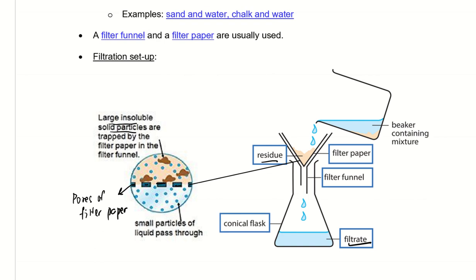Since the pores of the filter paper are too small for the solid to pass through, the solid will remain behind. But the liquid particles will pass through because they are small enough. Alright, so the filtrate is the liquid that passes through the filter paper.